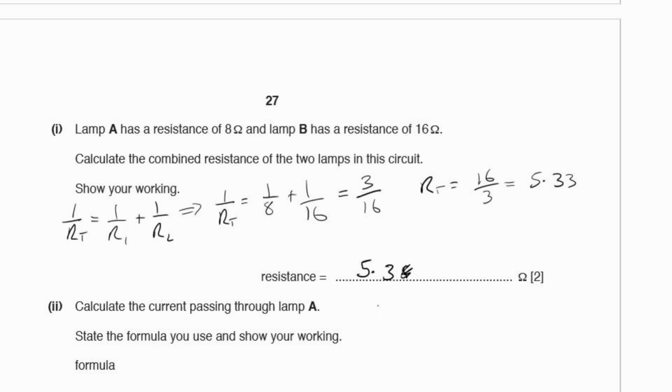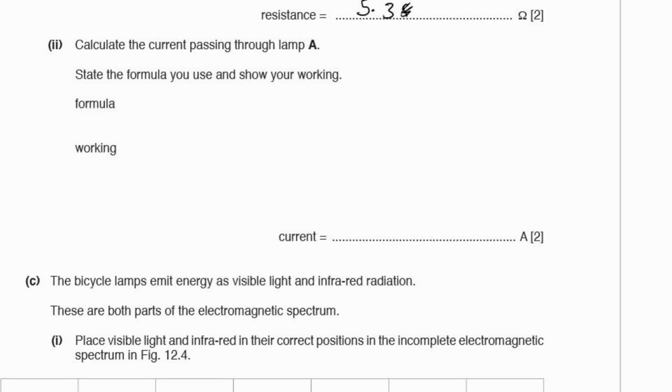Oh, units are already there. You could also, because you got, I guess, one significant figure, write 5 ohms, that's absolutely fine. You wouldn't go and write 5.33 ohms, too many significant figures. 2. Calculate the current passing through lamp A. Right, state the formula that you use and show your working out.